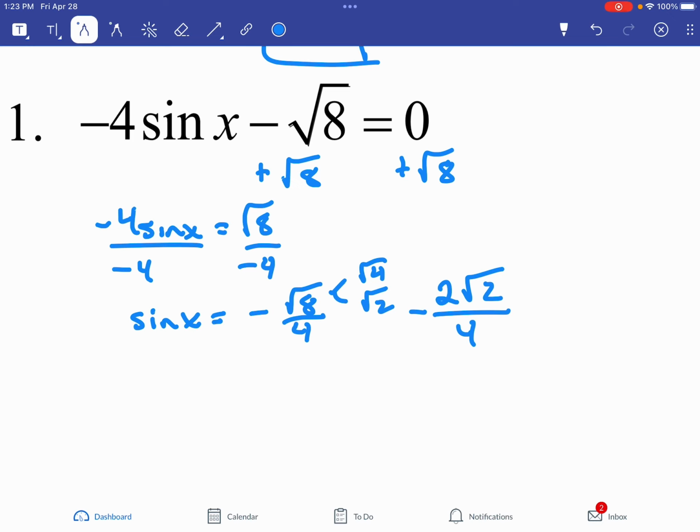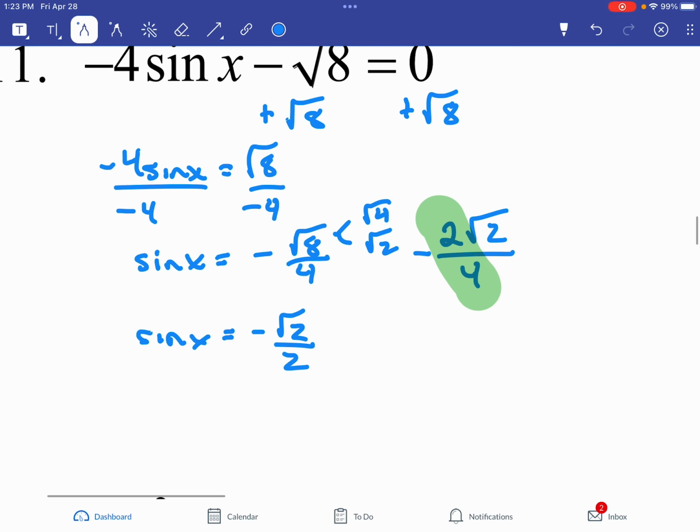Now what we have, and we saw this with our tangent sum and difference problems, we have a fraction, 2 over 4, it's not in the square root, it can be reduced. So sine of x is equal to negative root 2 over 2. I'm going to find out where the y value is negative root 2 over 2: at 5 pi over 4 and at 7 pi over 4.